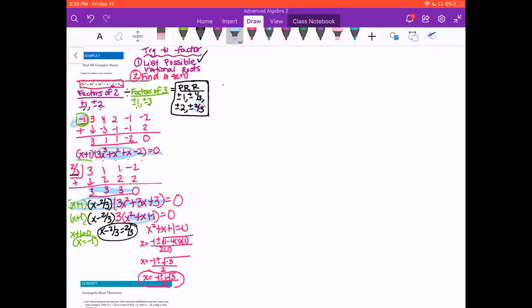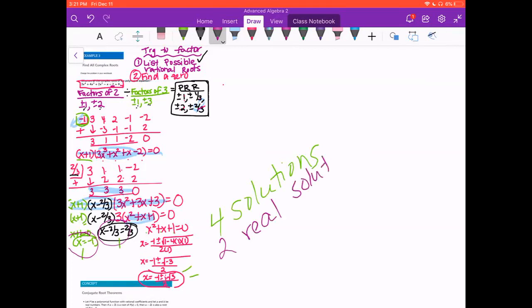So how many solutions do we have here? 1, 2, and then the plus or minus 3, 4. So there are 4 solutions total. 2 of those solutions were real. And notice, -1 is an option, and so is positive 2/3. And then 2 solutions are imaginary. But altogether, we had 4 solutions.